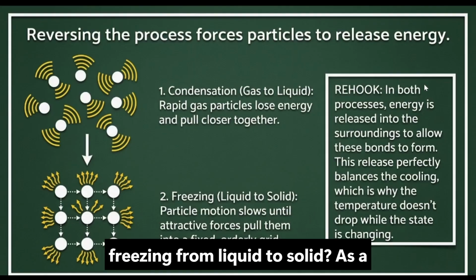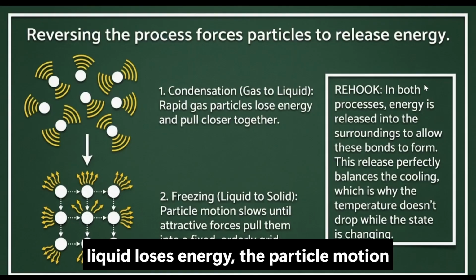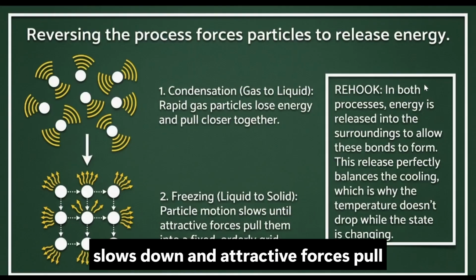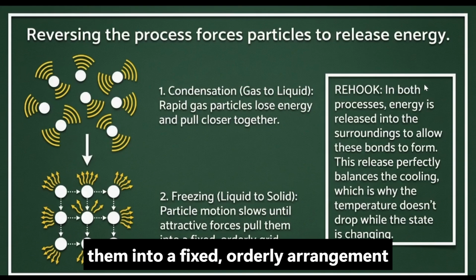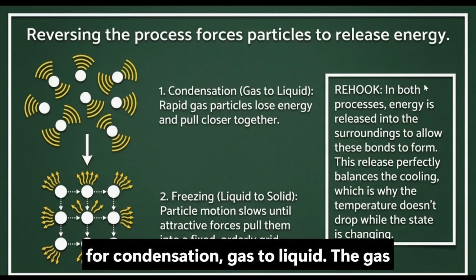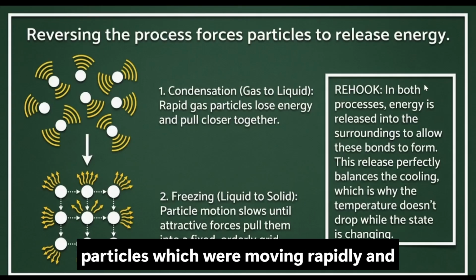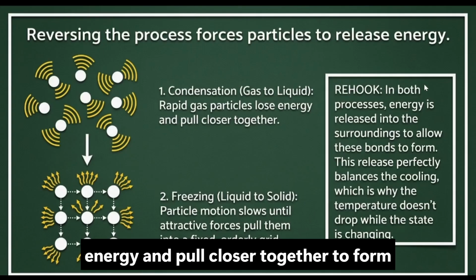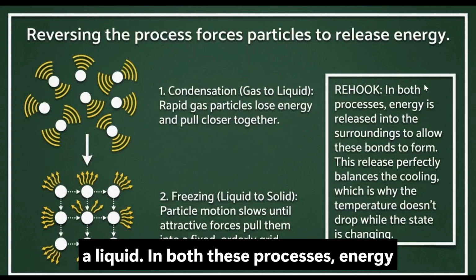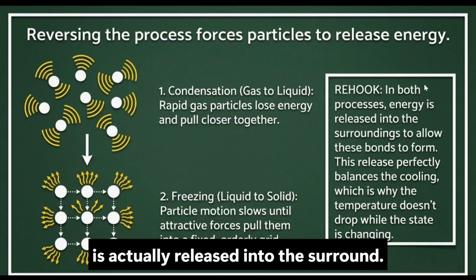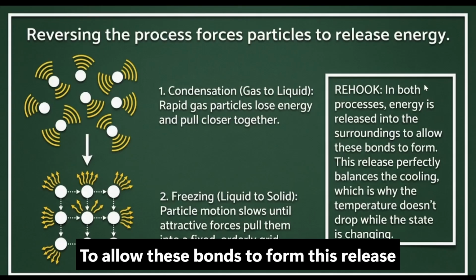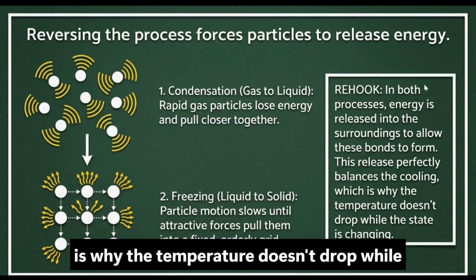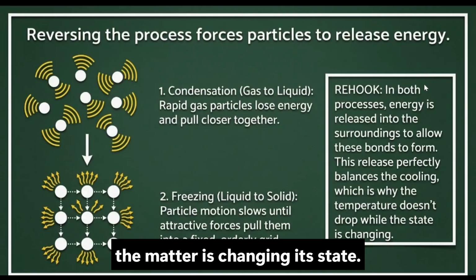Freezing, from liquid to solid. As a liquid loses energy, the particle motion slows down and attractive forces pull them into a fixed orderly arrangement. For condensation, gas to liquid, the gas particles, which were moving rapidly and were far apart, will now lose energy and pull closer together to form a liquid. In both these processes, energy is actually released into the surroundings to allow these bonds to form. This release is why the temperature doesn't drop while the matter is changing its state.